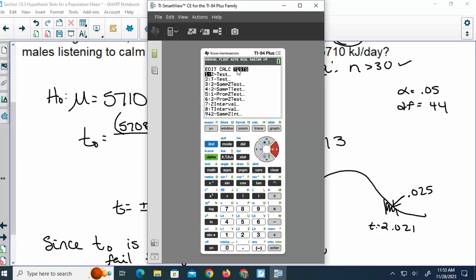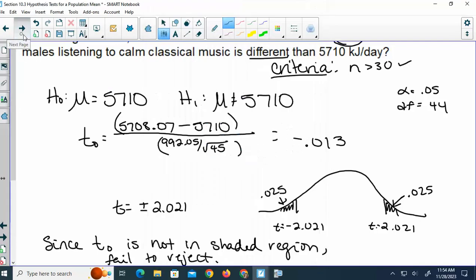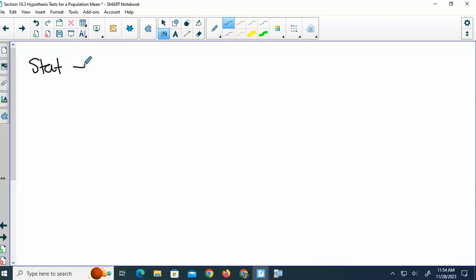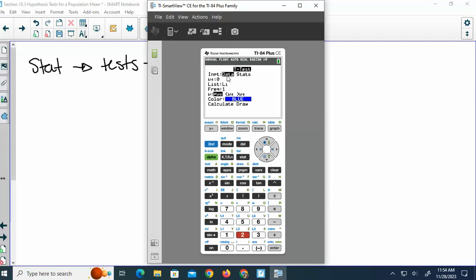Okay, remember when we did confidence intervals around the mean? We did a t interval. So if we're doing hypothesis tests around the mean, we just want a t test. So it's number 2. So stat, tests, number 2. Okay, then it asks us some questions. Do we have data or statistics? Data would be if you put values in L1. We don't have that, so we have statistics.